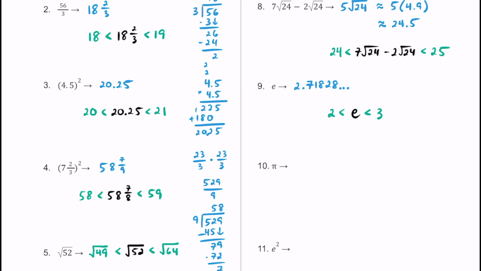Okay. For number 10, we have pi. Hopefully you've seen this one, or at least heard of this one, a little bit more common. So pi is about 3.1415, and it goes on forever with no specific pattern. And so we have 3 on the small side. That's going to be less than this pi, and pi is always going to be less than 4. Okay, so pi is going to be between the two integers of 3 and 4.